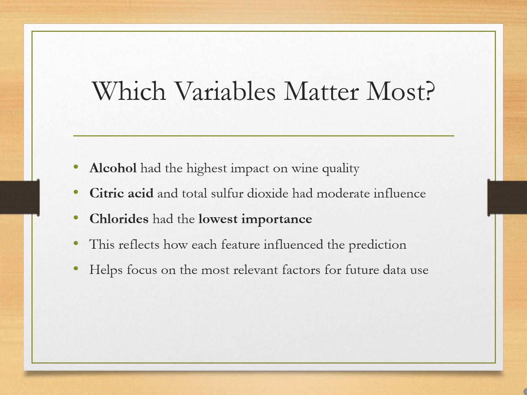Based on the learned weight, alcohol was the most important predictor of wine qualities. Citric acid and sulfur dioxide also contributed, while chloride had a small impact. This basically helps to prioritize the key factors that derive better wine quality.